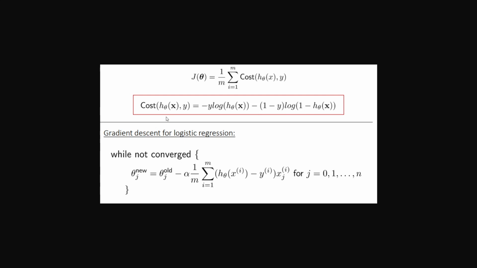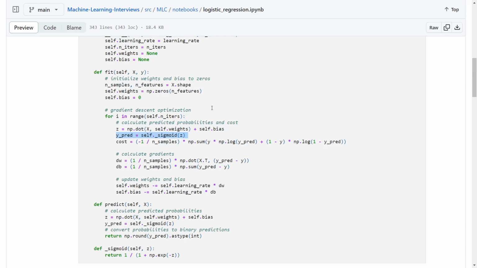And in this, if we are applying the gradient while we are doing gradient descent, what we will be saying is theta new equals theta old minus alpha times the gradient of the cost function J of theta. So now coming back to the code, what I am doing here is minus 1 upon m, where m is the number of samples, into the summation of y into log of y prediction plus 1 minus y into log of 1 minus y prediction.